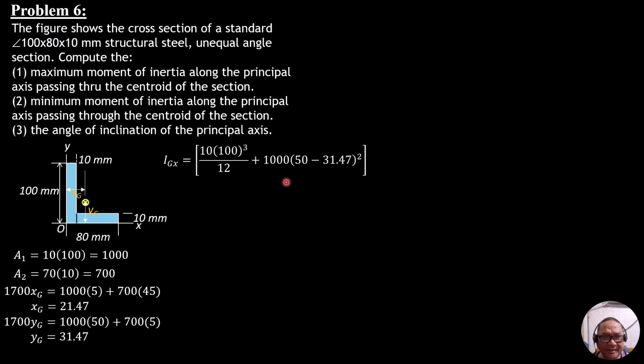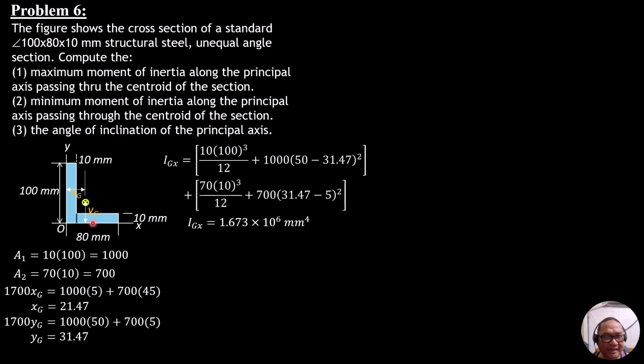area. Then plus for this rectangle 70 times 10 cube over 12 plus 700 times quantity yg minus 5, quantity square. Yg is 31.47. So calculating, IGX is equal to 1.673 times 10 to the 6 mm to the fourth.